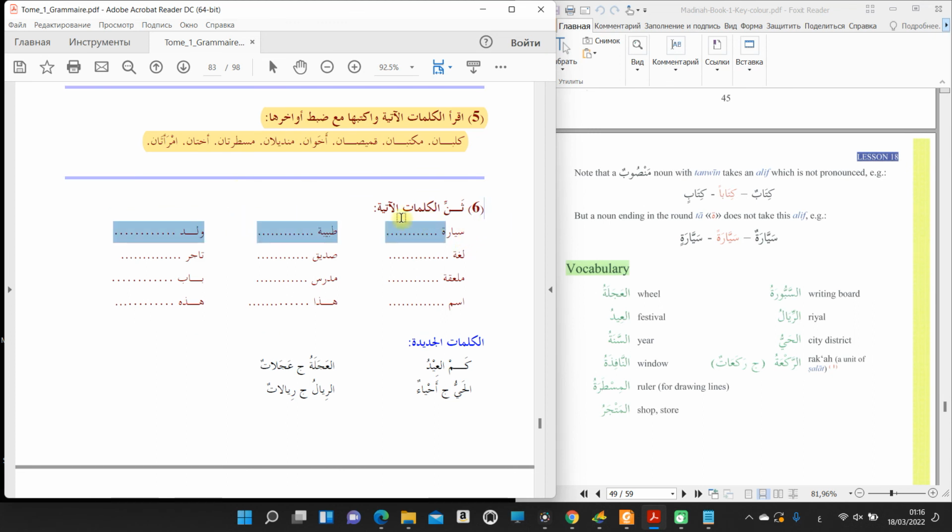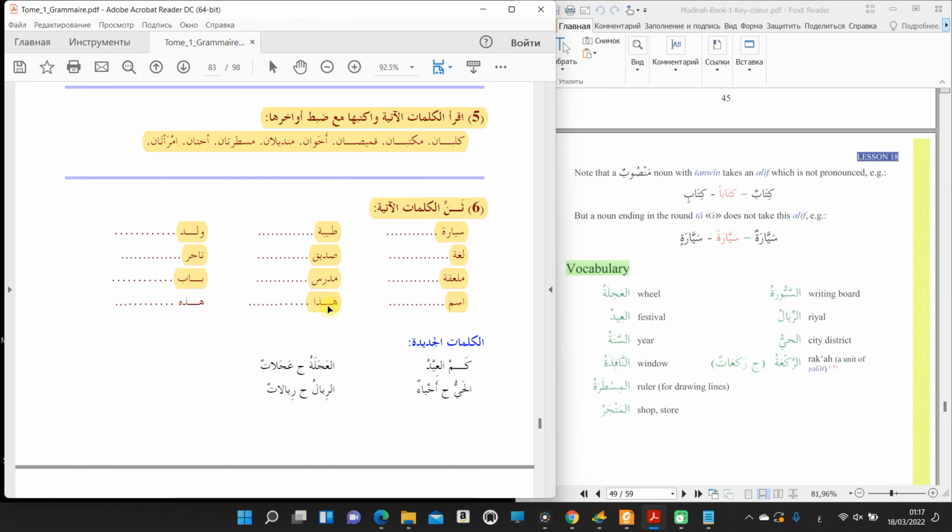Here they are asking us to turn these words into the form of the dual number, like سيارة, سيارتان. طبيبة, طبيبتان. ولد, ولدان. لغة, لغتان. صديق, صديقان. تاجر, تاجران. ملعقة, ملعقتان. مدرس, مدرسان. باب, بابان. اسم, اسمان.